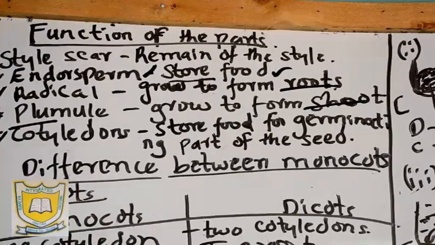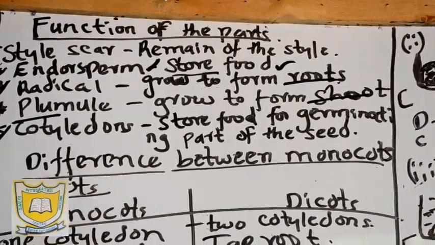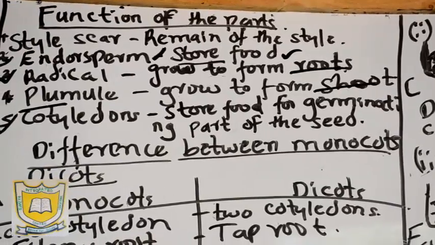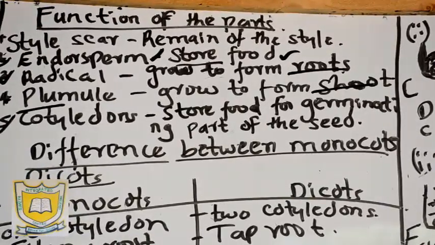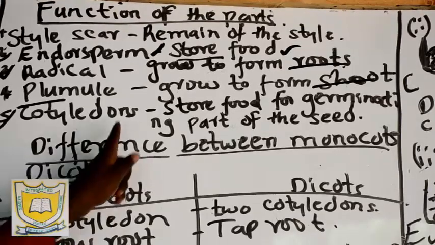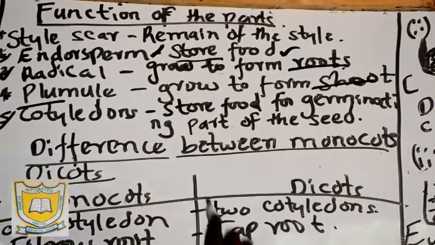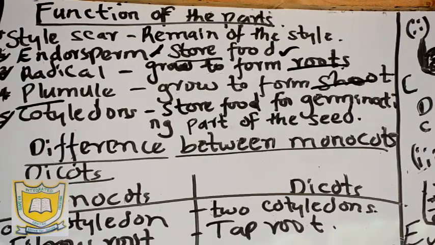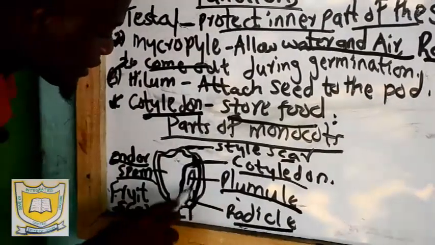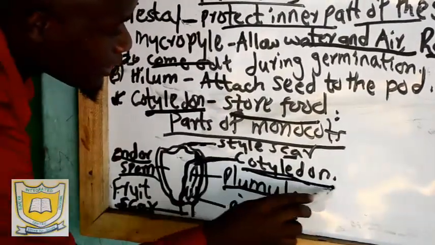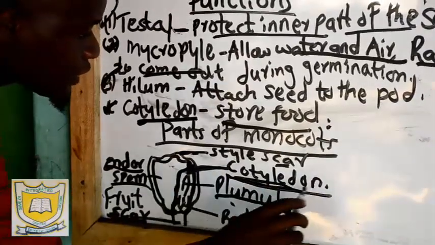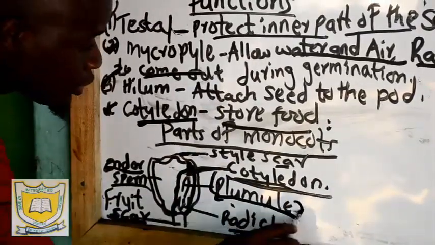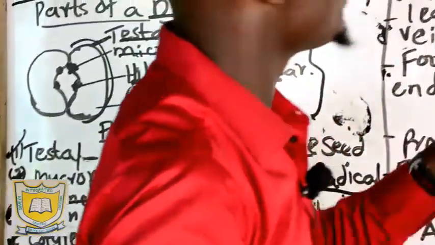We move to cotyledons. Now the function of the cotyledons in the monocots is different from those in the dicots. In dicots, it's just the general storage of food, but here it's specific. It says storage of food, but only for those parts that germinate to form the shoot and the root. Now this part here is what we call the cotyledons. This cotyledon stores food for the growth of the plumule and the radicle. That's why we say it is just storage of food for germinating parts.